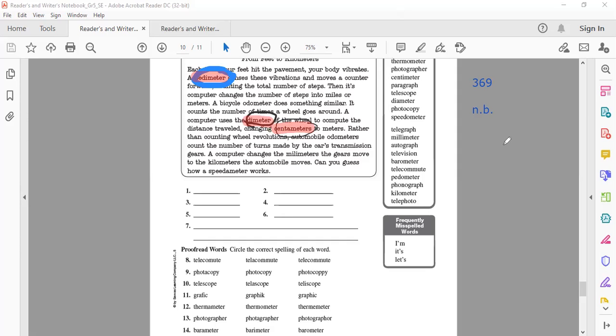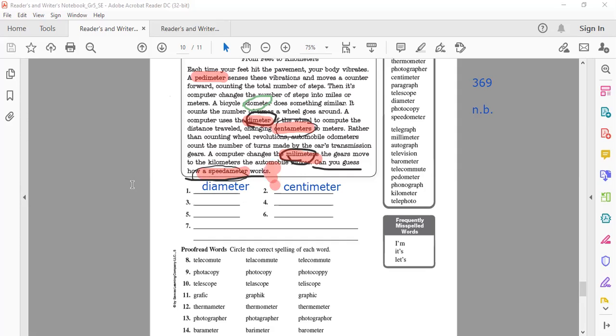Speedometer. Excellent. Another one also. These are 1, 2, 3, 4, and I know the 5. The sentence. Odometer. Can you circle it, please? Miss, I know the sentence. Excellent. Can you guess how speedometer works? Question mark. Excellent. The last one, we should put a question mark, not a full stop.